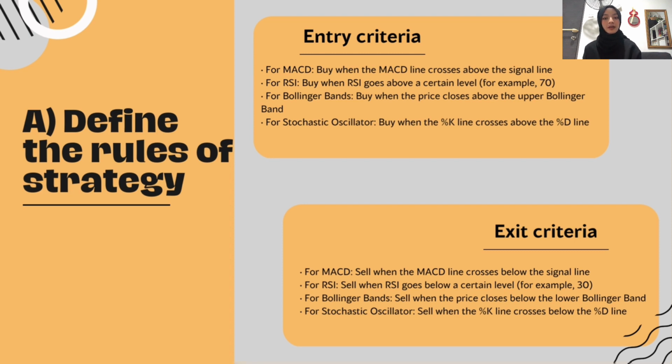The exit criteria for MACD: sell when the MACD line crosses below the signal line. For RSI, sell when RSI goes below a certain level, for example 30. For Bollinger Bands, sell when the price closes below the lower Bollinger Band. And lastly, for the stochastic oscillator, sell when the percentage K line crosses below the percentage D line.